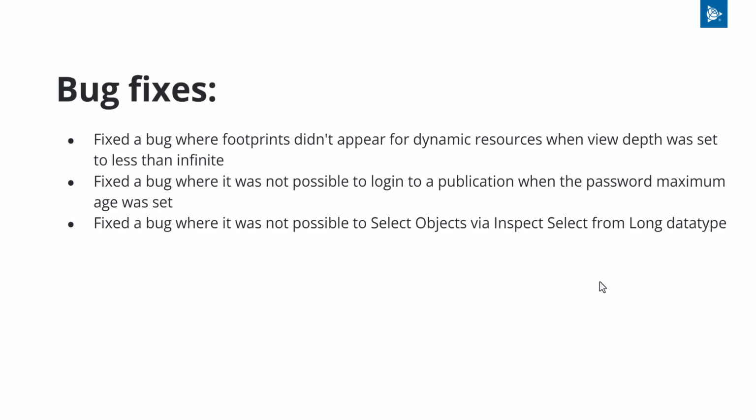A few words about the bug fixes. We have fixed a bug where footprints didn't appear for dynamic resources when view depth was set to less than infinite. Fixed a bug where it was not possible to log into a publication when the password maximum age was set, and fixed a bug where it was not possible to select objects via inspect select from long data types.